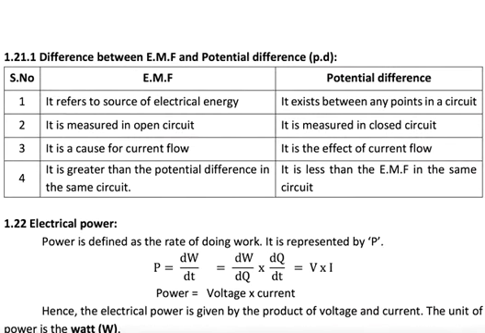See the relative differences between EMF and PD. EMF refers to the source of electrical energy. Potential difference exists between any points in a circuit. The first one is the source, the second one is across any element. It appears across any element in a circuit or network. EMF is measured in an open circuit. PD is always measured in a closed circuit.